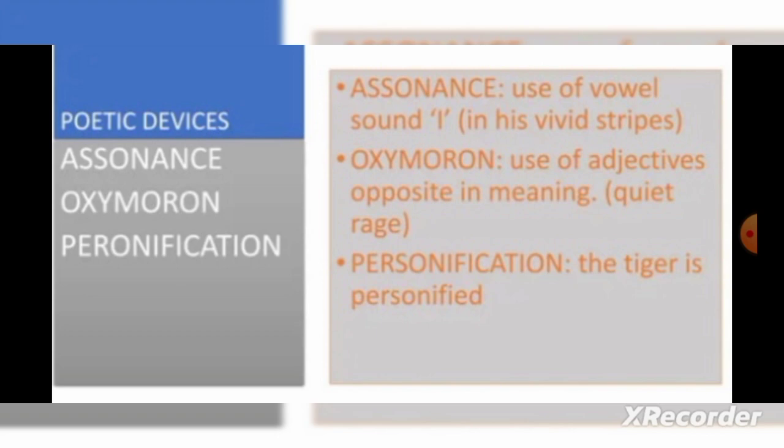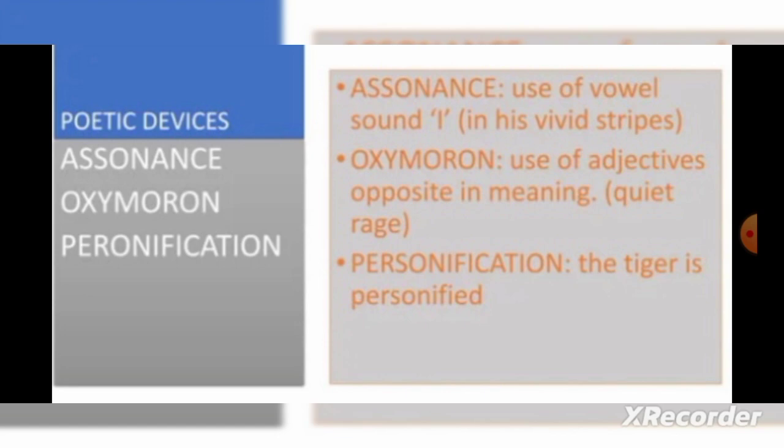And some more poetic devices used here, like assonance. Assonance is the use of vowel sound. So here we find the repetition of the sound I, in "his vivid stripes". So here we find repetition of I.